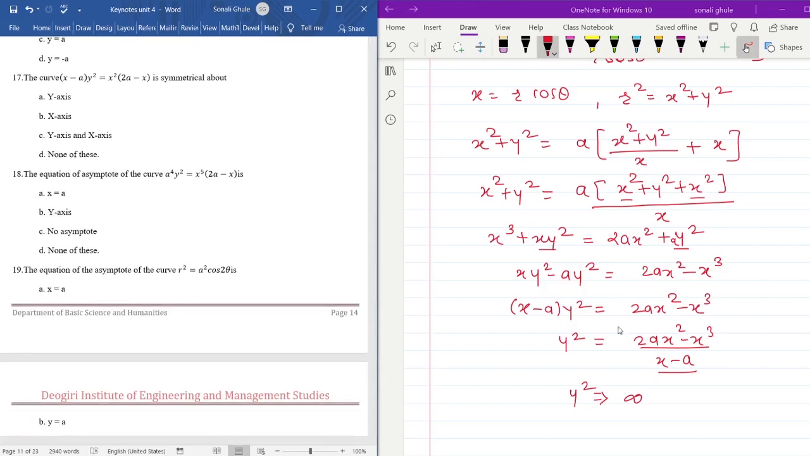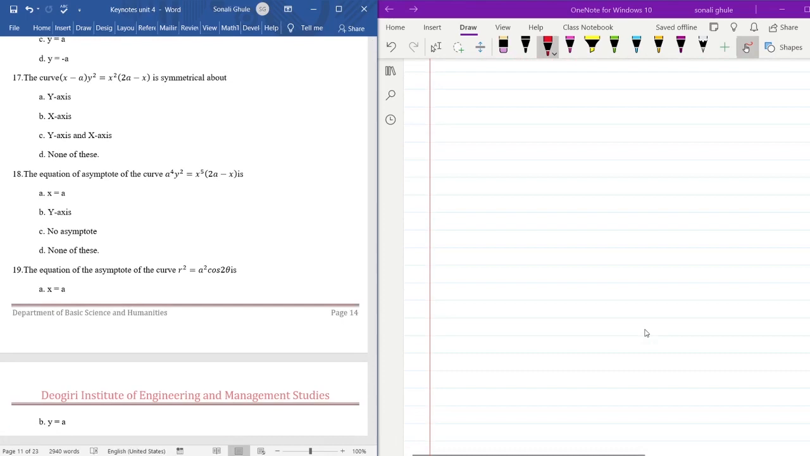Then next we have to take here x minus a times y square is equal to x square times 2a minus x. It is symmetric about? If you observe here, the power of x is odd, only y has even power. So if the powers of y are even, then the symmetry is about the x-axis.